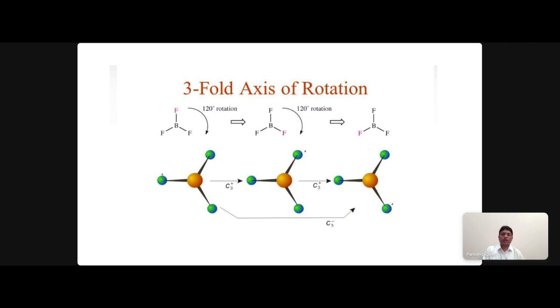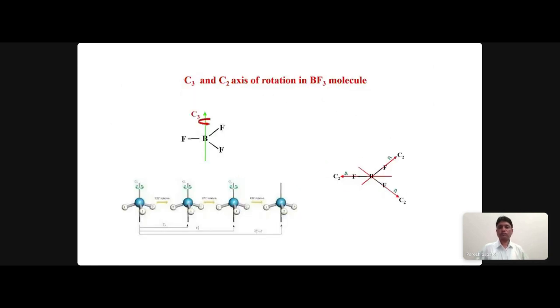Now this is the BF3 molecule. In case of the BF3 molecule, if we rotate the molecule along this imaginary axis by 120 degrees to change the position of the boron-fluorine bonds, that symmetry operation can be represented as C3^1. Again 120 degrees is known as C3^2. Two times clockwise rotation is equal to one time anti-clockwise rotation in case of the BF3 molecule. So this is C3^1, C3^2, and C3^3.